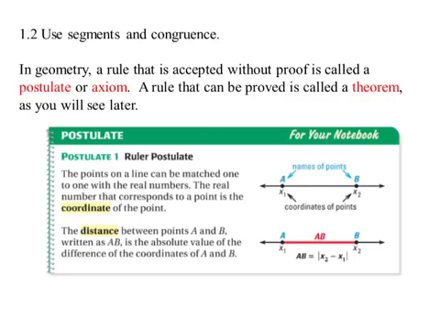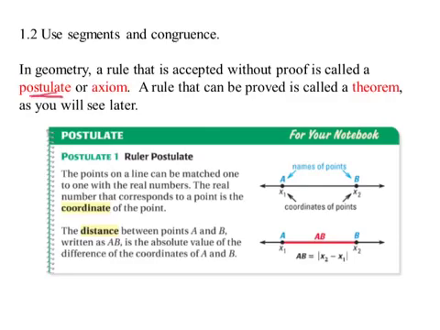Let's get to it. In geometry, a rule that is accepted without proof is called a postulate or axiom. Sort of like that undefined terms thing that we learned last section. I've told you what a point is. There's no real definition for a point. We just all agree that a point is a point. So when you have a rule that is just generally accepted, and I don't have to prove it to you, I'm just telling you and you just know, it's called a postulate or an axiom. We're going to use the word postulate, not axiom.